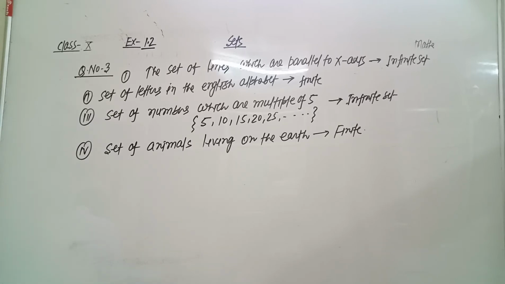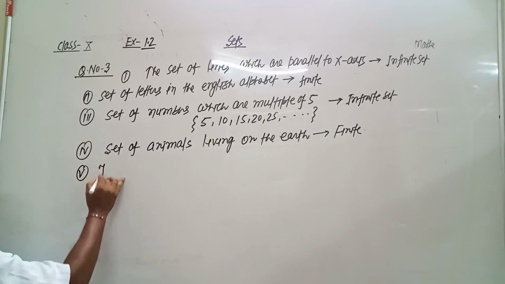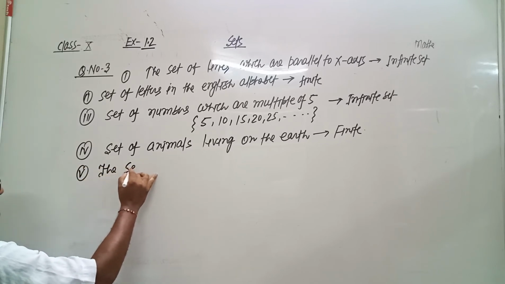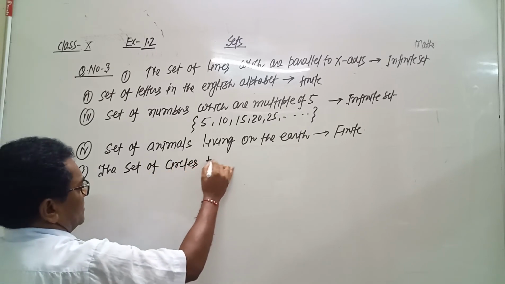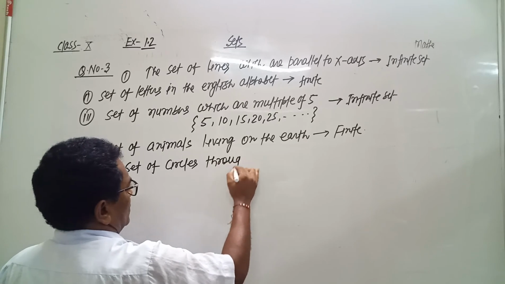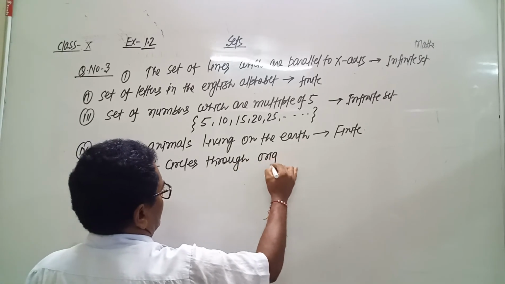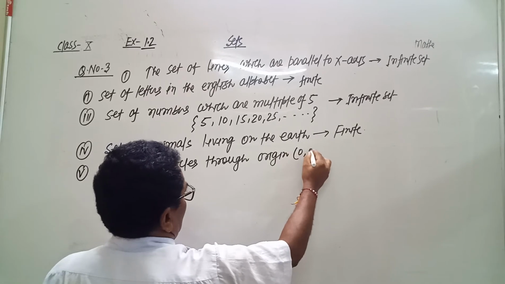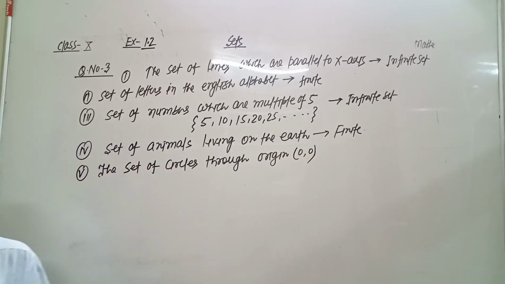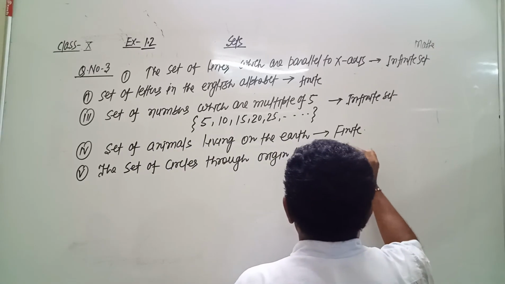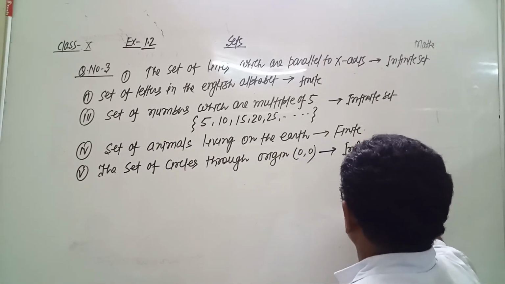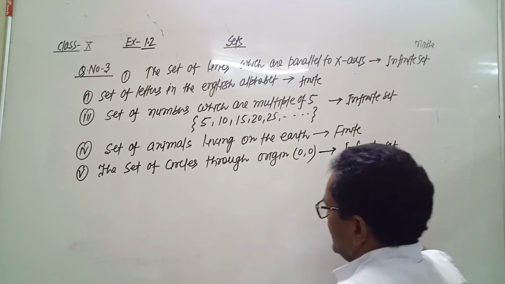Next, the set of circles through origin (0, 0). This is an infinite set. An infinite number of circles can be drawn through (0, 0). This is also an infinite set.